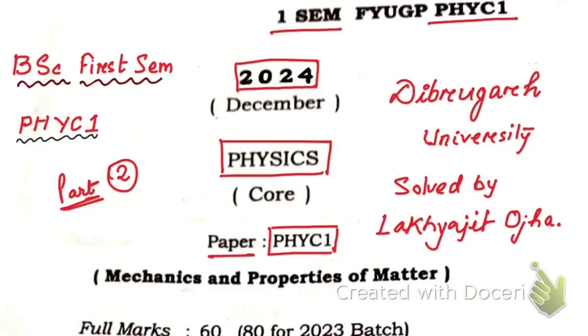Hello friends, this is part 2 of solved paper PHYC1 2024 Mechanics and Properties of Matter, BSc 1st semester, Dibrugarh University.